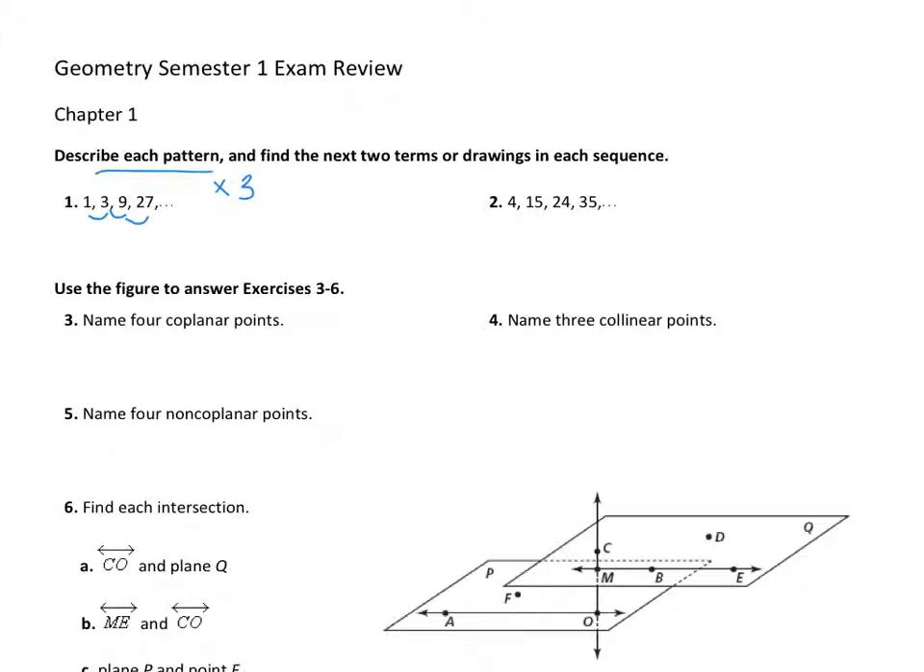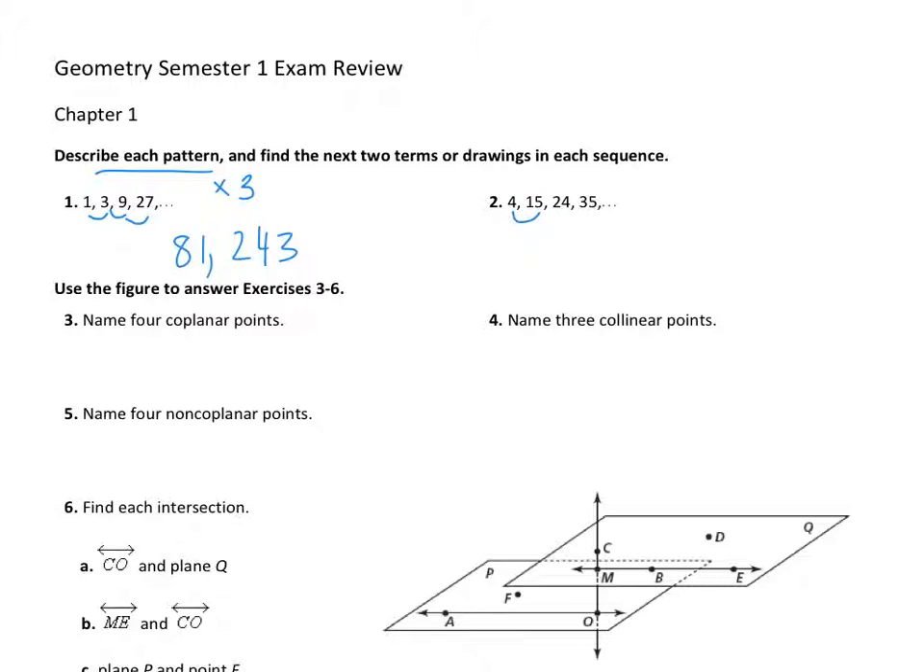You're multiplying by 3. So to get the next number, you're going to multiply that 27 by 3. So 27 times 3 is 81. So the next term's 81. And then 81 times 3 is 243. So those are the next two terms. Okay, then I'll try the next one.